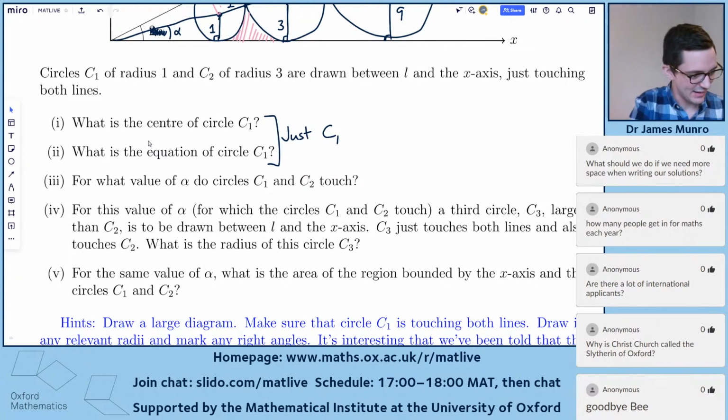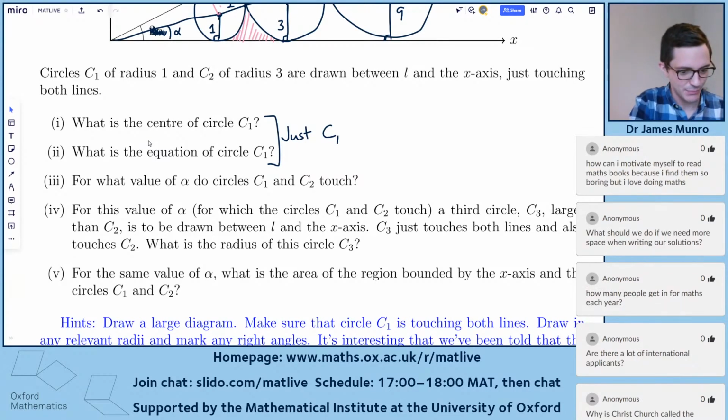Okay. How can I motivate myself to read maths books? Because I find them so boring, but I love doing mathematics. It's a question in chat. I don't have a good answer for this, and I kind of want to unask the question. If you find it boring, don't do it. Do some maths instead. Sounds great. You've answered your own question. If you find it boring, just don't. That's fine. Lots of maths books are written for a kind of general audience. You know way more maths than a general audience.